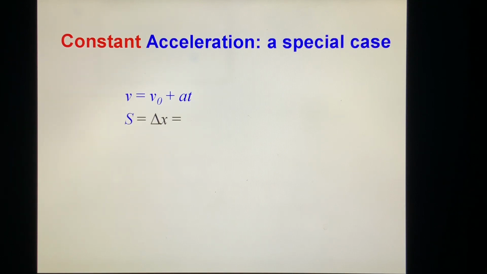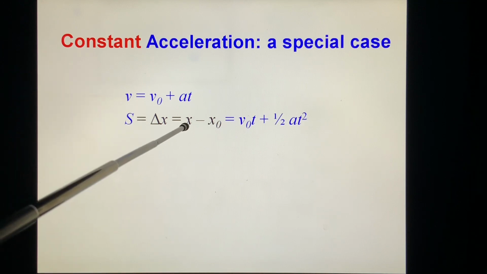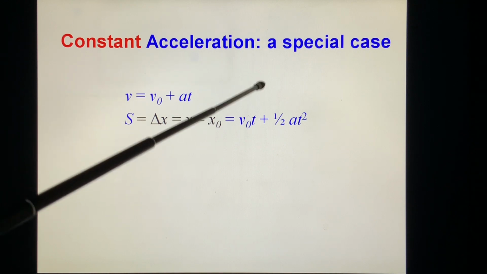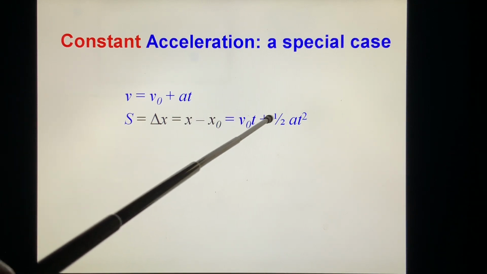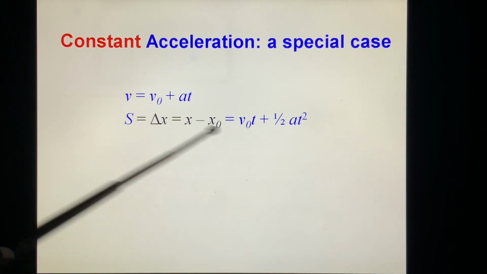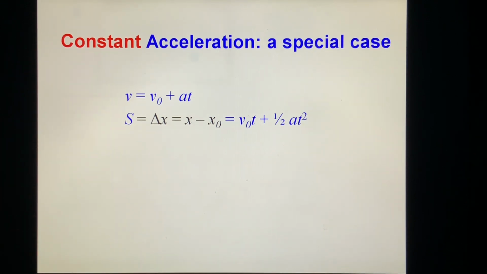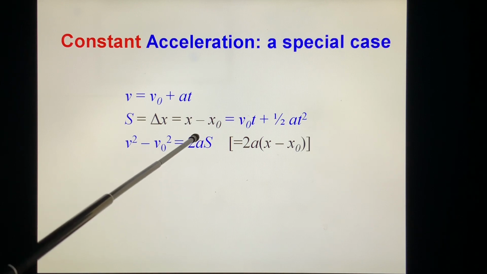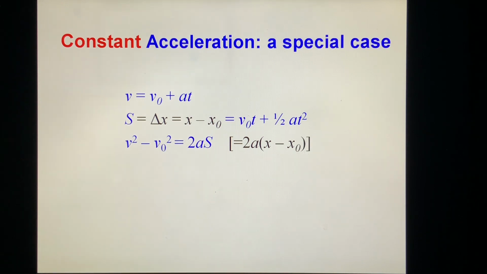The second equation is the distance traveled, x minus x0, which is equal to v0t plus half a t squared. This formula you should be familiar with. And we have a final one: v squared minus v0 squared equal to 2as, where s equals x minus x0. These three equations we are going to use again and again. You should remember them.